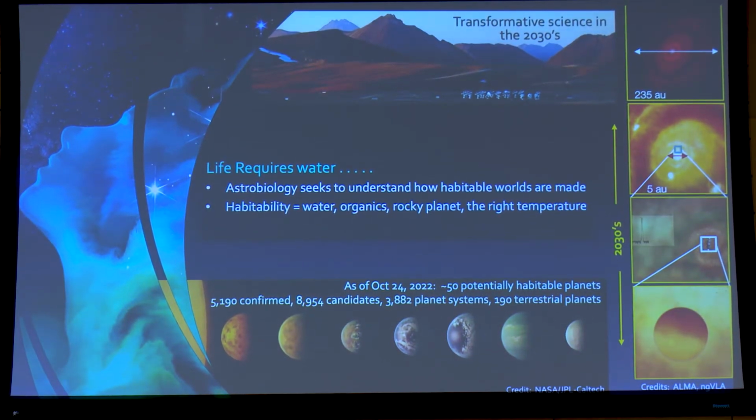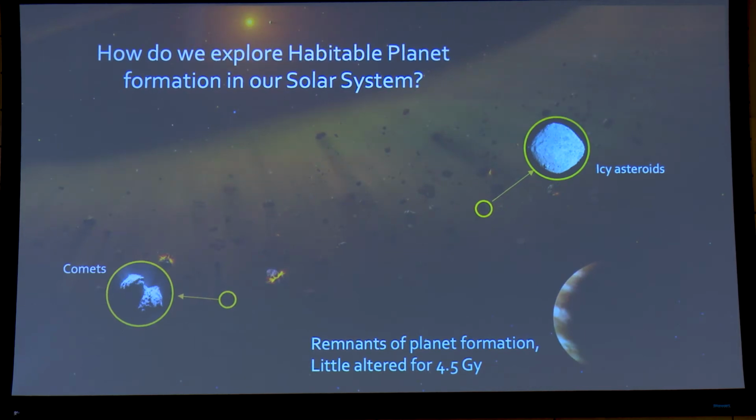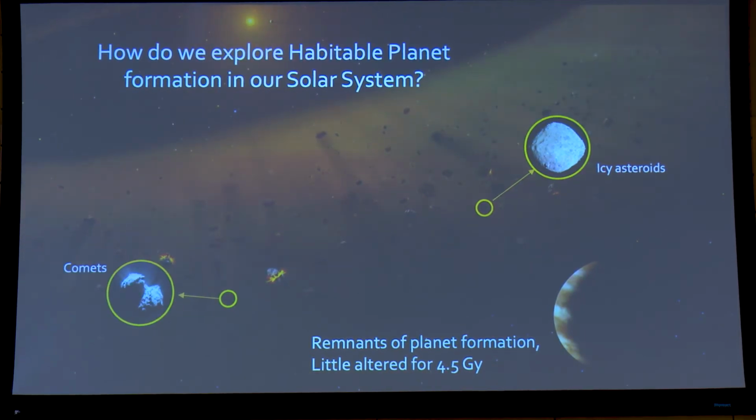And so the best place to start on how you form a habitable world is to look at the processes in our solar system. And so the way in which we do that is we go backwards in time by looking at the leftover remnants of the planetary building process, namely small bodies that have not been thermally altered and have been stored in cold storage: comets, icy asteroids, and maybe some of the NEOs.